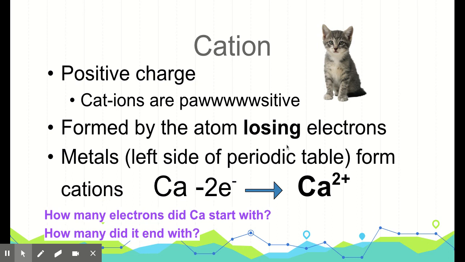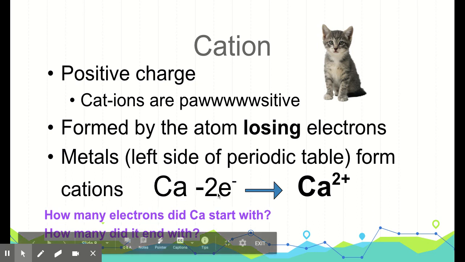So these are going to be formed by the atom losing electrons. Okay, so if you lose electrons, it turns into a cation because it is positive. This happens a lot in particular with metals. So metals can form cations. So if we have calcium and it loses 2 electrons, it's going to become positive by 2 electrons. And that's how you would show this.